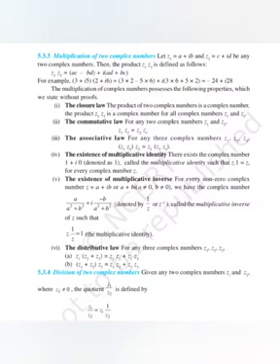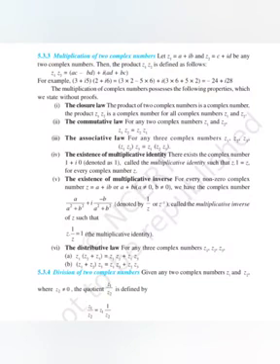The existence of multiplicative inverse. For every non-zero complex number z equal to a plus iota b, there exists a complex number 1 by z equal to 1 by (a plus iota b), such that z into 1 by z is equal to 1. The distributive law. For complex numbers z1, z2 and z3, z1 into (z2 plus z3) is equal to z1 into z2 plus z1 into z3. Also, (z1 plus z2) into z3 is equal to z1 z3 plus z2 z3.